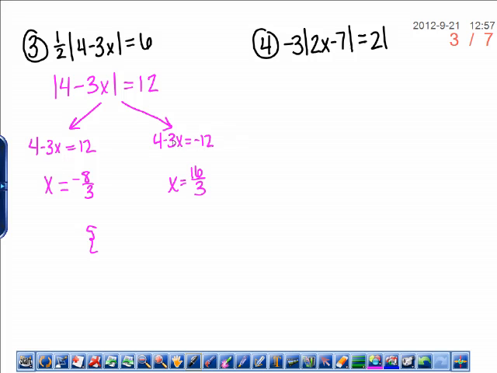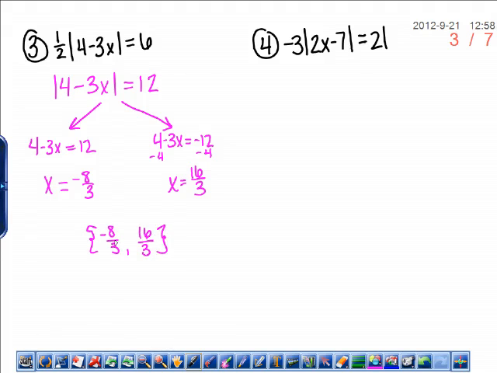No, it's not. When you subtract 4, you're going to get negative 16 equals negative 3x. Divide both sides by negative 3. It's positive. All right? You will go back and check your values. Okay? You will find out that they were true.